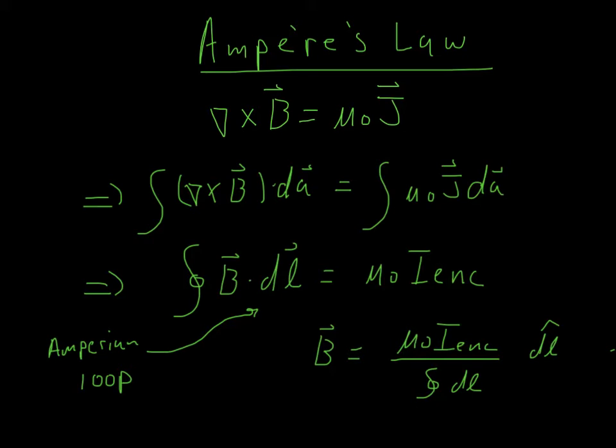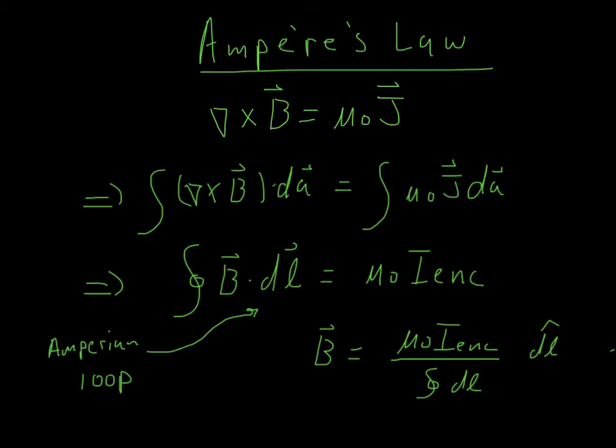some current distribution and we enclose it by a surface, basically we can calculate the total I. So if I add up all the J enclosed by a surface that I draw, that would be the I enclosed by that surface that I draw.